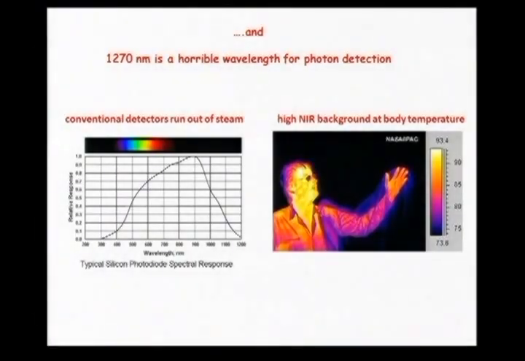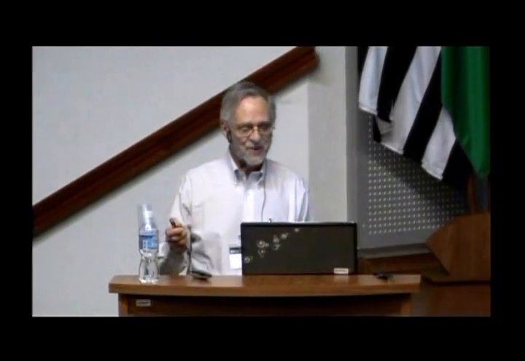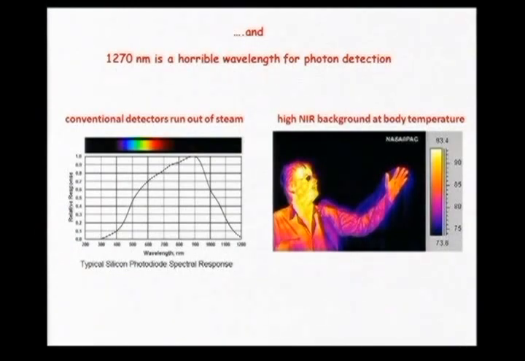The second problem is a technical problem: 1270 nanometer is a horrible wavelength to detect light. And this is the fault of the physicists and the engineers. They're not clever enough to invent good detectors. Actually, it's not really their fault. There are some fundamental laws of nature that make this difficult. But essentially, if you look at conventional detectors, they run out of steam at this wavelength.